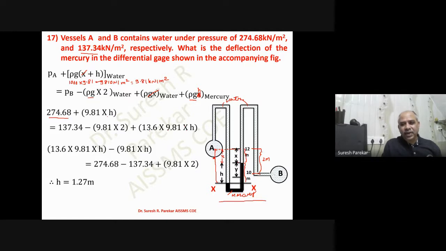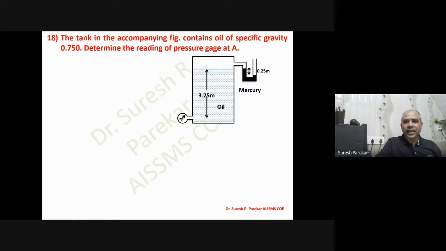So y is not required, that is only for your confusion purpose. y is the distance between point B and this mercury level. So we have h equal to 1.2 meter. Writing the equation is most important, nothing other than this.